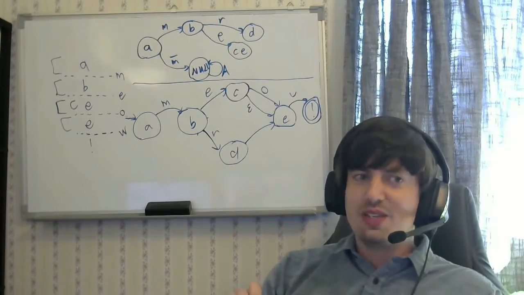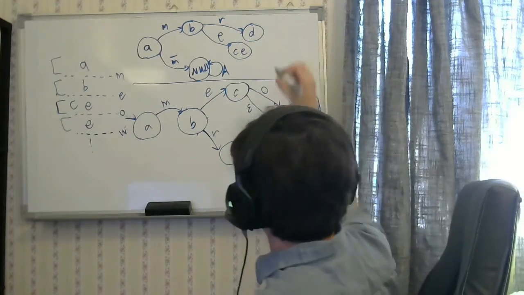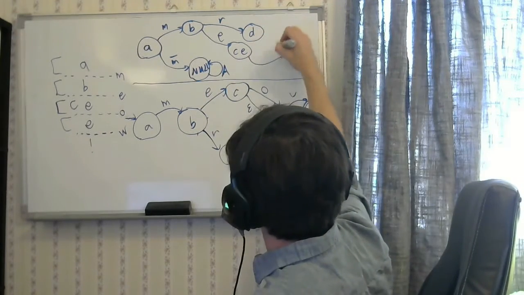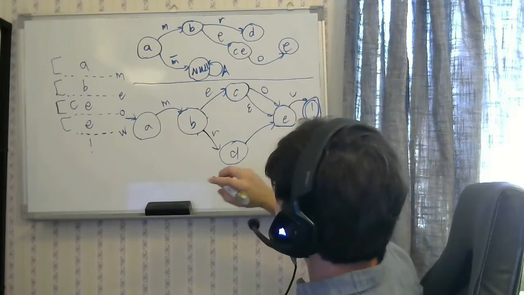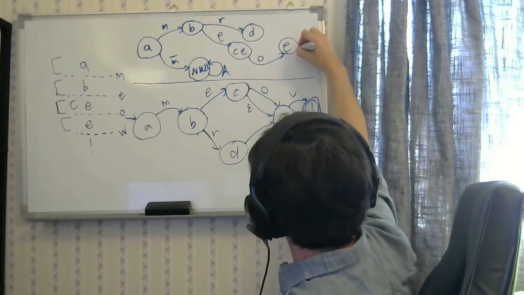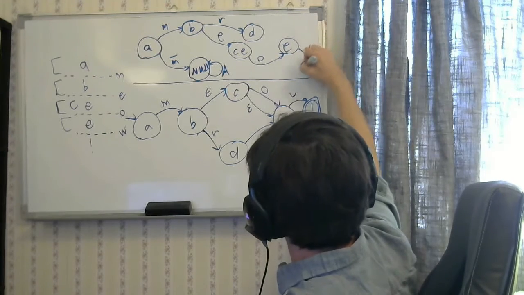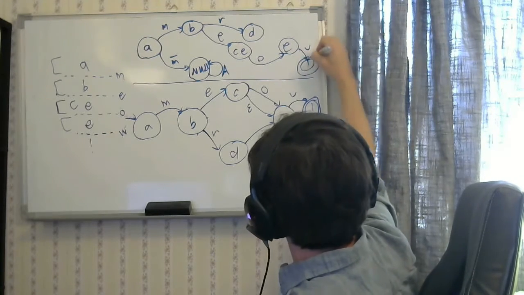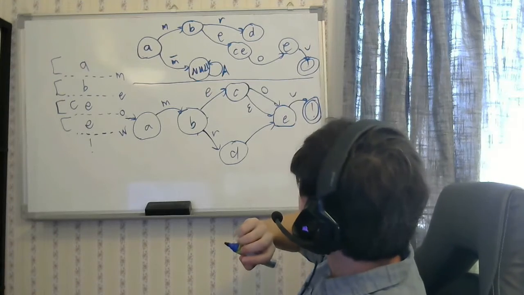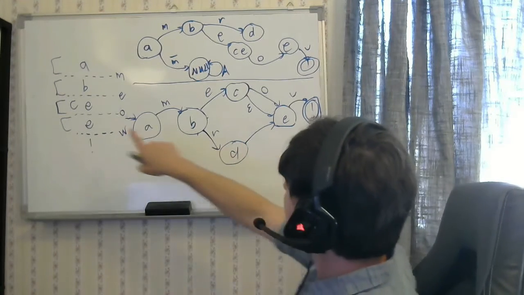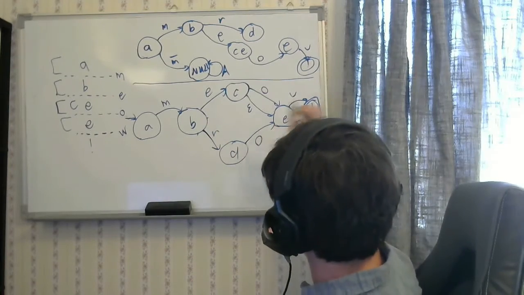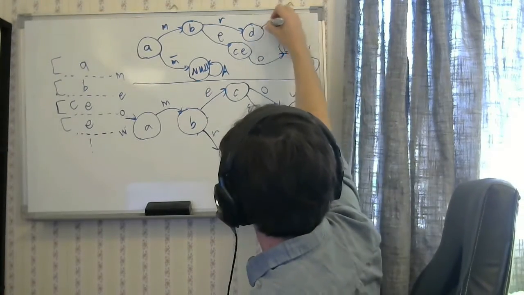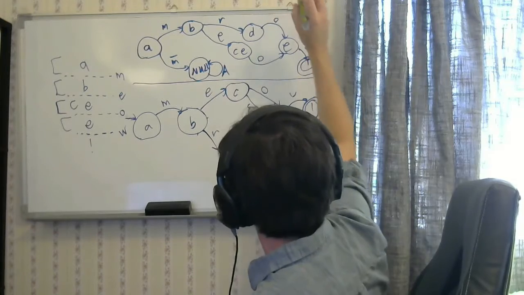So from that state, we can say, okay, if we take input O, we get into state E. From state E, if we get an input W, we get into our accept state again. And from D, if we see, I missed my label here. So M, R, this is an O. So if we see an O here, we again get into state E.